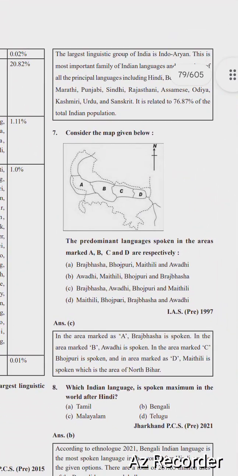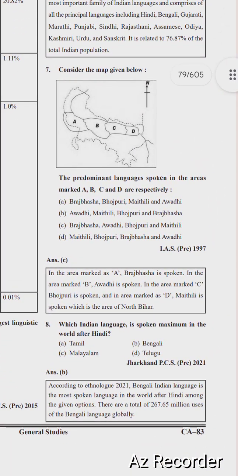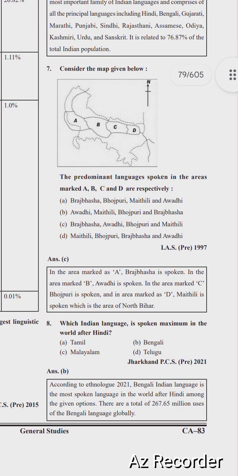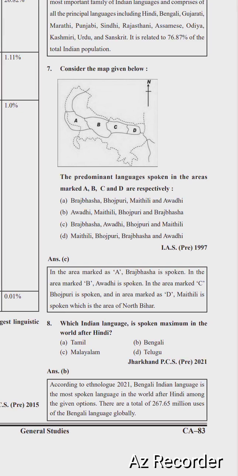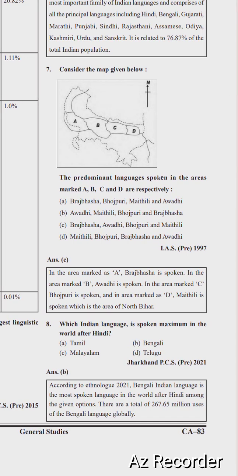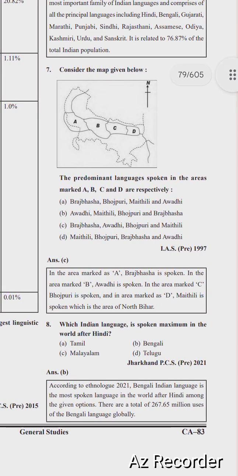Next, consider the map given below. The predominant languages spoken in the areas marked A, B, C, D are respectively: option A Brajabhasa, Bhojpuri, Maithili, Awadhi; option B Awadhi, Maithili, Bhojpuri and Brajabhasa; option C Brajabhasa, Awadhi, Bhojpuri and Maithili; and option D Maithili, Bhojpuri, Brajabhasa and Awadhi. Right option is option C, Brajabhasa, Awadhi, Bhojpuri and Maithili.